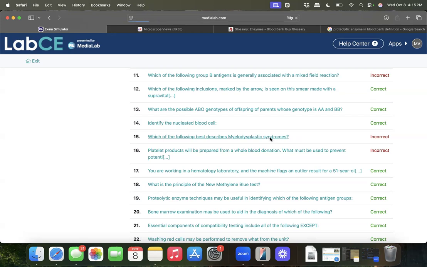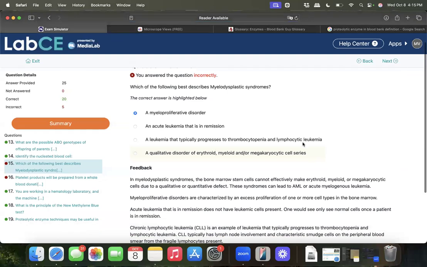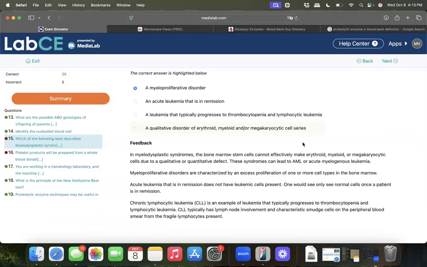Because the bone marrow is not able to, let's look at the answer here. Come on now. What's going on? All right, so it's a qualitative disorder of the erythroid, myeloid, and/or megakaryocytic cell series. The myelodysplastic syndromes in the bone marrow stem cells cannot effectively make erythroid, myeloid, megakaryocytic cells, can be due to a qualitative or quantitative defect, and lead to AML or acute myelogenous leukemia. Thinking about all of the colors on the slide. All right, let's go back.